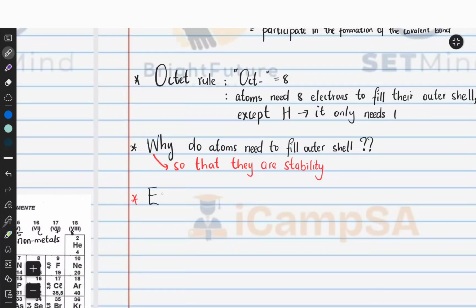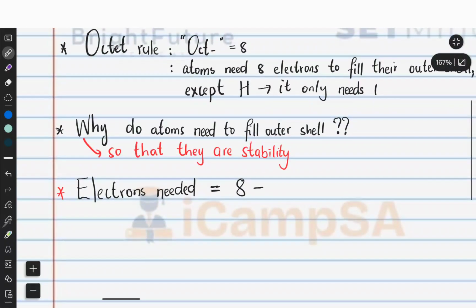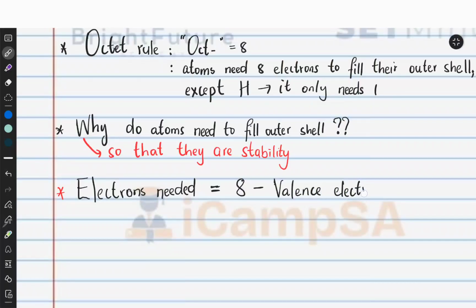Electrons needed. Of course, this is not a formula per se, but just as a rule, the number needed to fill the valence shell would be 8 minus the number of electrons in that valence shell. So we call them valence electrons. So it's 8 minus the valence electrons.